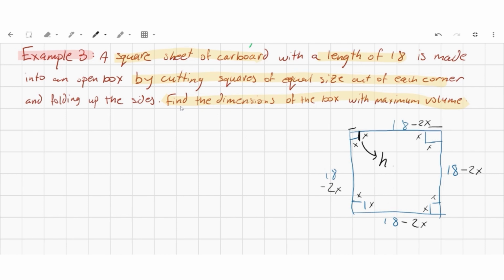Now, you're going to notice that we're going to be finding volume, because here it says find the dimensions of the box with the maximum volume. So we're going to be finding volume, and the volume is going to be equal to length multiplied by width multiplied by height. Here we have length and width being the same values. So it's going to be equal to 18 minus 2x multiplied by 18 minus 2x again, multiplied by the height, which we pointed out is x.